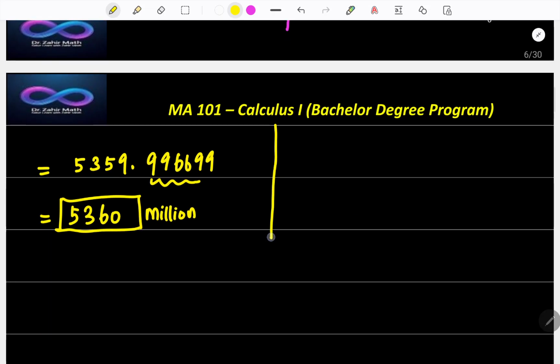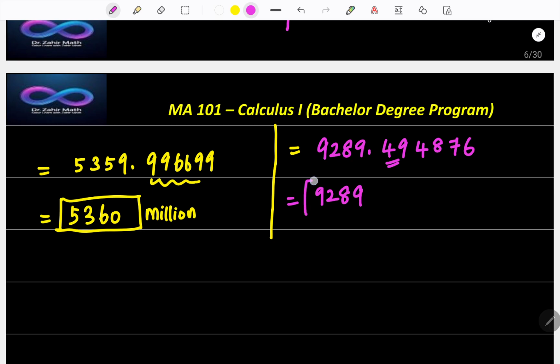If you put in the calculator, you will get the value 9289.494876. So this is not above 0.5. So that population will be 9289. Clear, everybody? Right? Suppose this is the million. You can say that million. So these are the two answers.